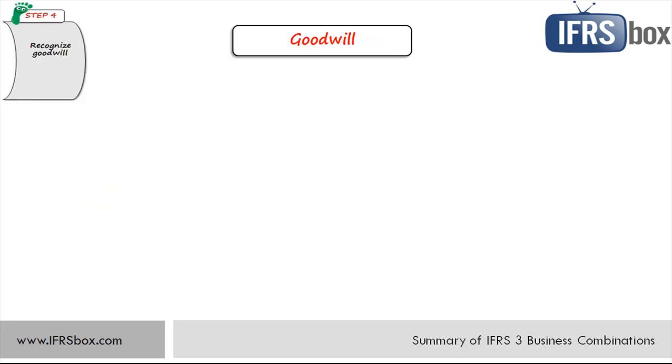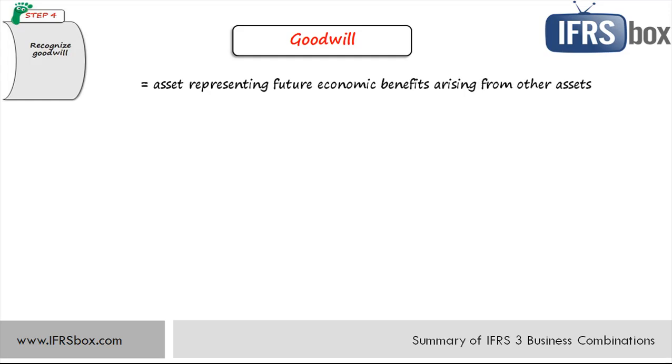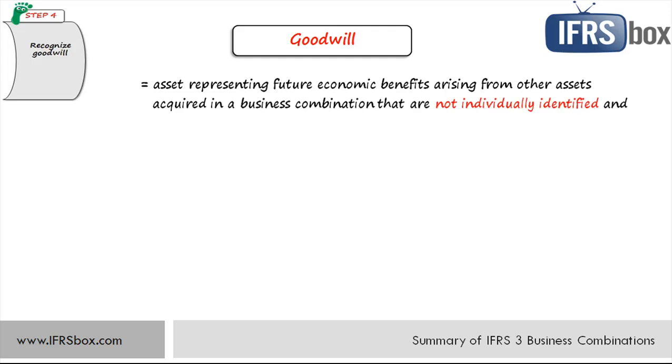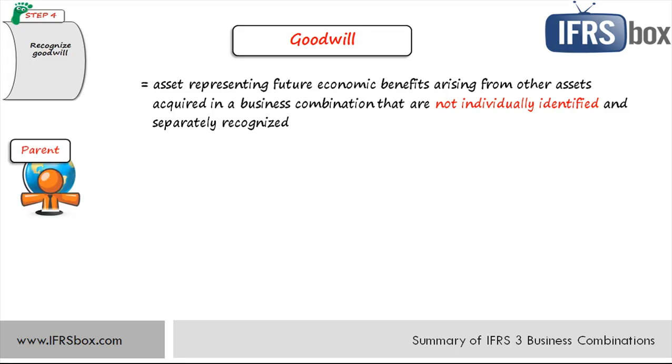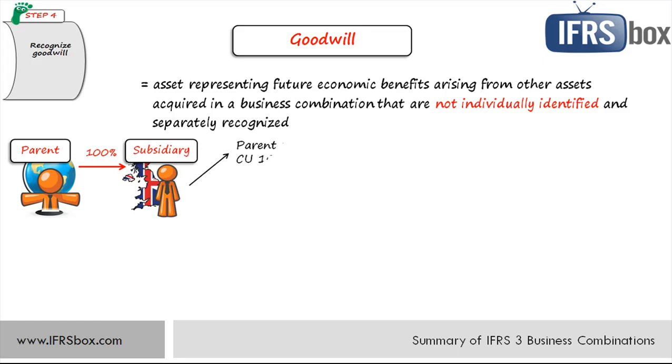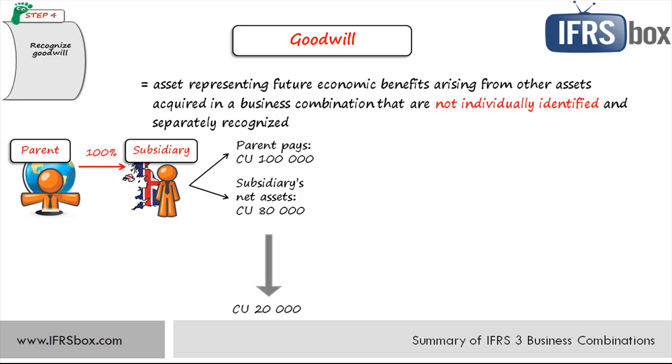Step number 4, recognize and measure goodwill or a gain from a bargain purchase. Goodwill is an asset representing future economic benefits arising from other assets acquired in a business combination that are not individually identified and separately recognized. So let's imagine a parent buys 100% shares in a subsidiary. The parent pays 100,000 currency units for these shares in cash, and at the date of purchase or acquisition, the subsidiary's net assets or equity was 80,000 currency units. Here we have a difference of 20,000 currency units, and this difference is nothing else than goodwill.